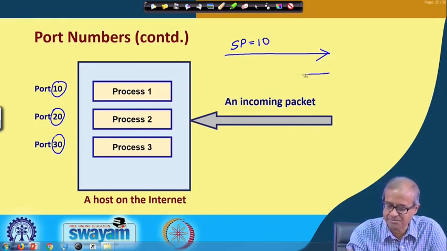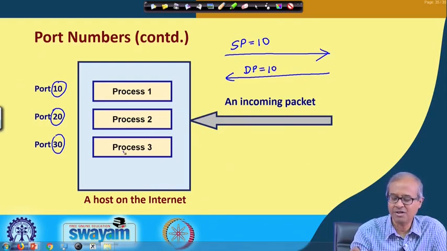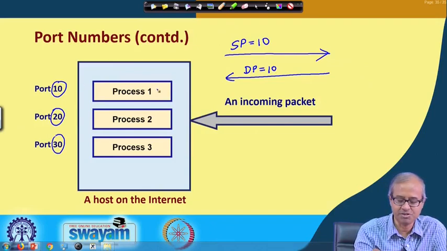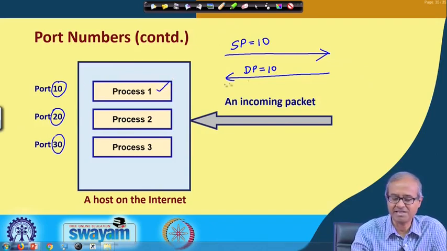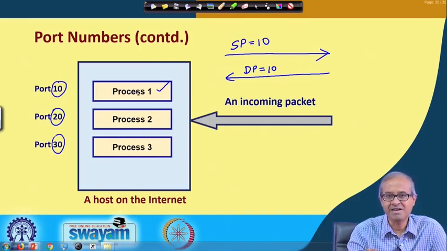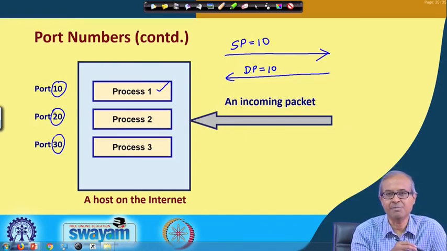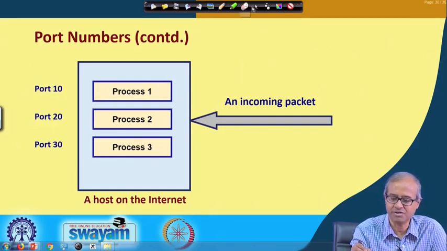And when a response comes back, in the response the destination port number will be set as 10. So, that this computer will know that 10 is what? 10 is this process 1. This packet has to be delivered to process 1. So, this is how the transport layer in this computer will take care of sending and receiving of the packets and delivering them correctly to the appropriate application or process. Okay? This is how it works.